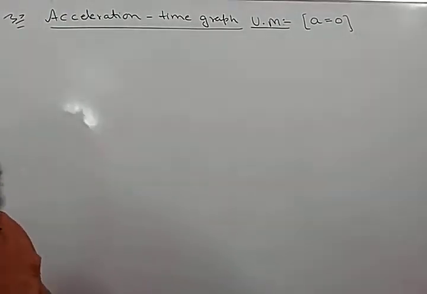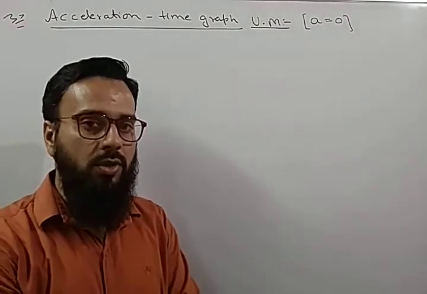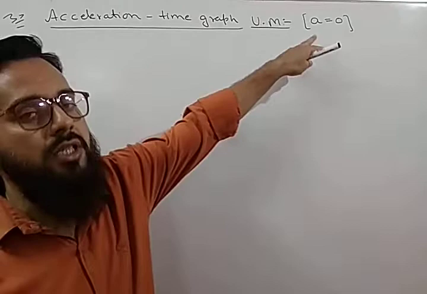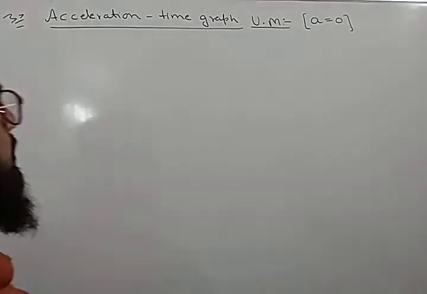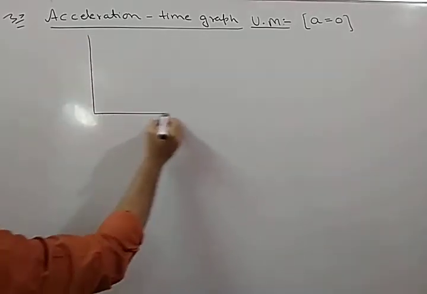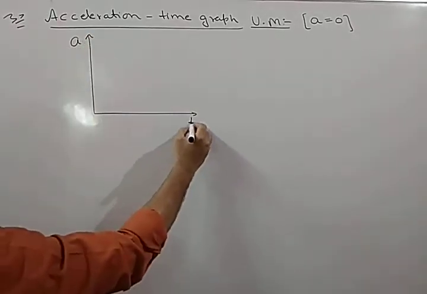Why is it 0? Because the velocity remains constant. It means initial velocity is equal to final velocity. That's why the acceleration will be 0 in uniform motion. So how will the graph look? Let us draw the graph. Let us take acceleration on the y-axis and time on the x-axis.